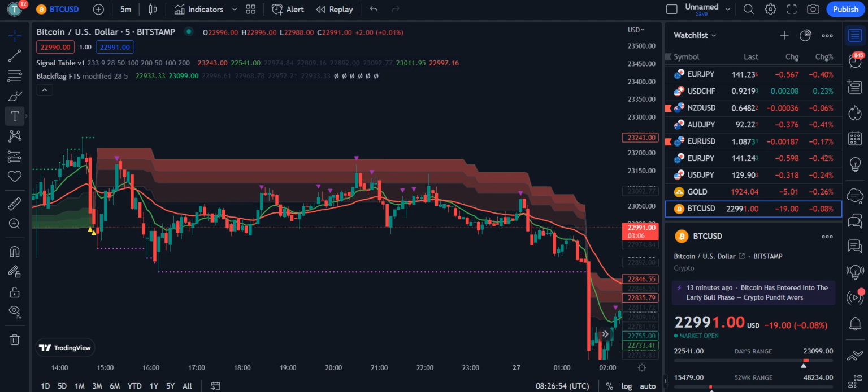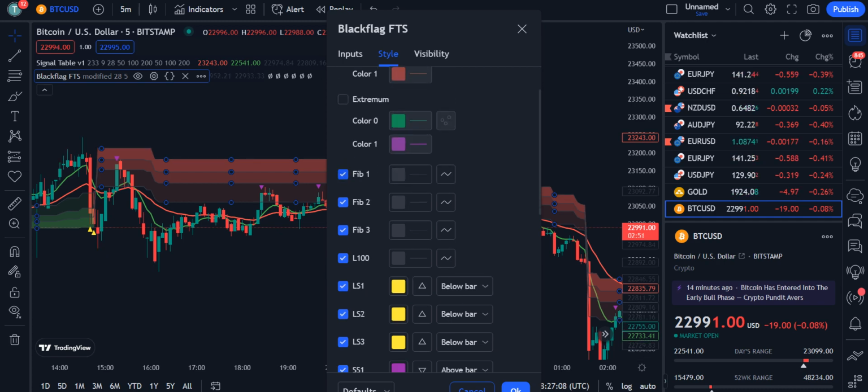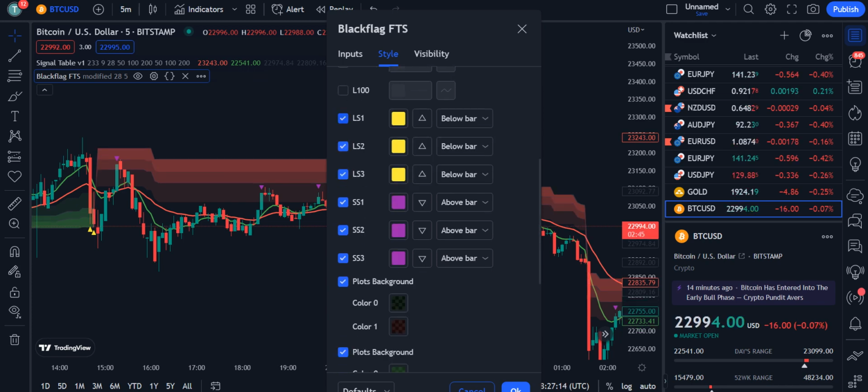Now we will go into the second indicator's settings. For this indicator, we have to make a few adjustments. Here we are going to uncheck trailing stop, extremum, and all the Fibonacci 1, 2, 3, L100, and we will also uncheck LS1, LS2, LS3, SS1, SS2, SS3. These all, as we do not need these in our strategy.